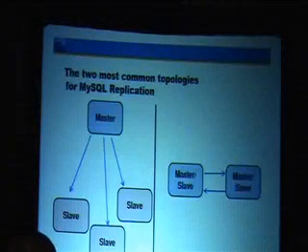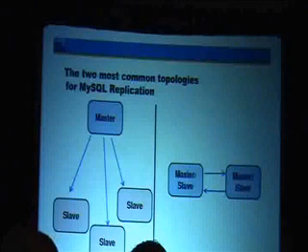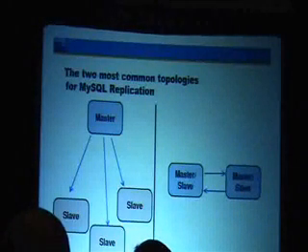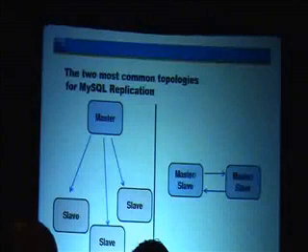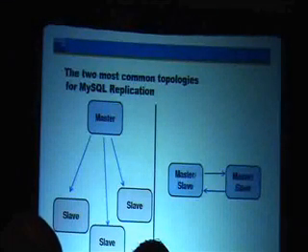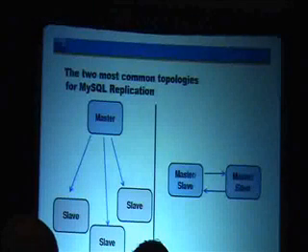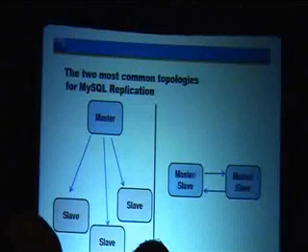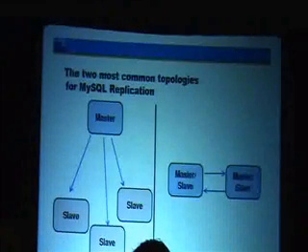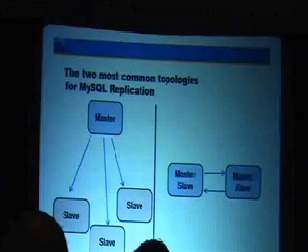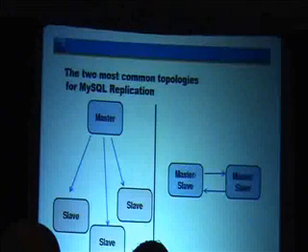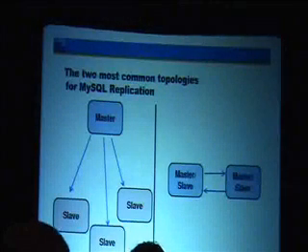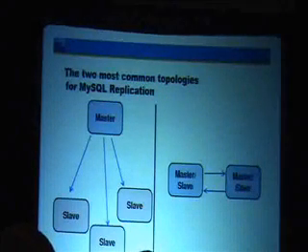So the two most common topologies for MySQL replication are: you have one master, you have multiple slaves, and you often do the reads on the slaves. And in this scenario, one of them would usually be inactive, so that you can carry over to it. So you would use one actively and do the changes, and then this one would be passive, but it will have all the data. So if this one fails, then you can fail over to this one.